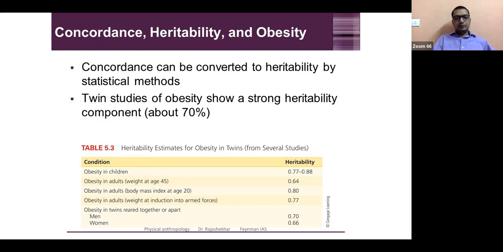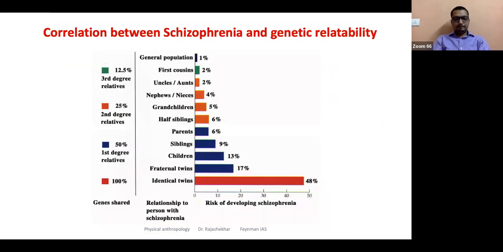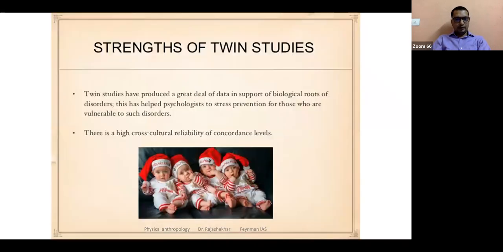Do you see what twin studies can show us by comparison between monozygotic and dizygotic twins? This is the idea about the twin studies. There is much more, but I don't think we need so much here.